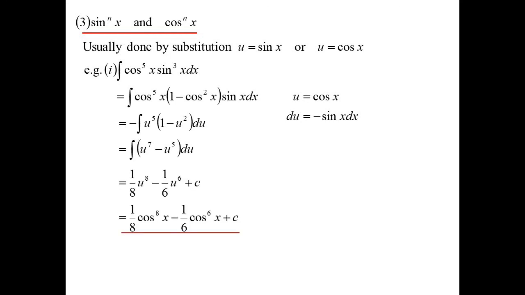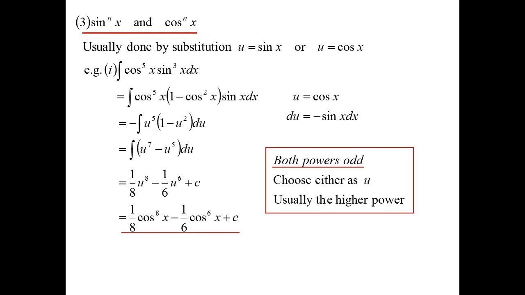So subbing that back in, there's my answer, 1/8 cos to the power of 8 minus 1/6 cos to the power of 6. Now, I could have done that by pulling out a cos x, and that would have left me with cos to the power of 4, which I could have rewritten as 1 minus sine squared, squared, and use the substitution u equals sine squared. But see, that expansion is going to be bigger.